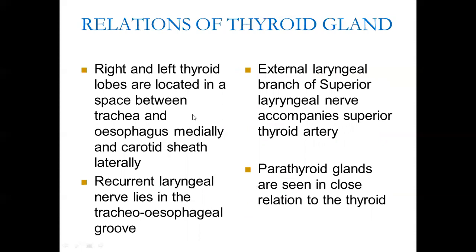So where does the thyroid gland stay? The right and left thyroid lobes are actually located in the space between the trachea and the esophagus on one side and the carotid sheath on the other side. So you have the carotid sheath on either side, that's on the left and right, and you have the trachea and esophagus in the middle. So both lobes are actually in their respective position between these three structures.